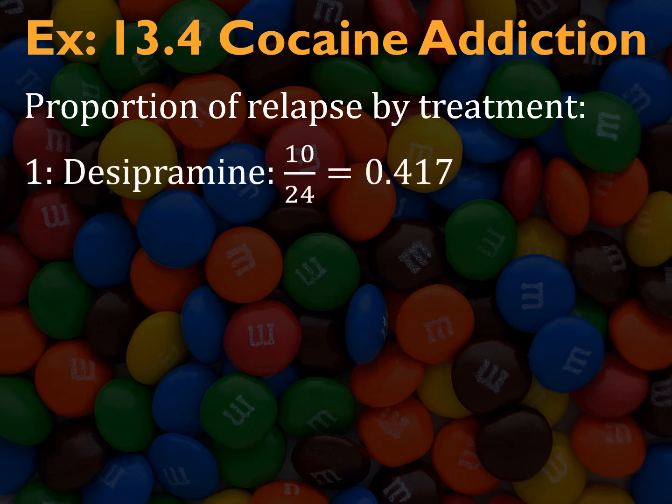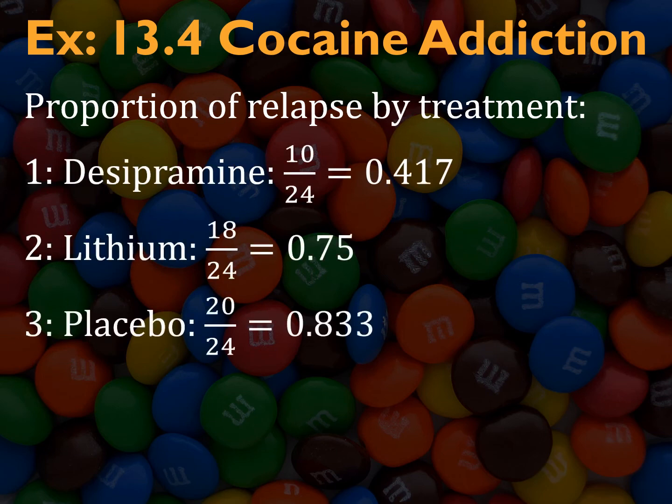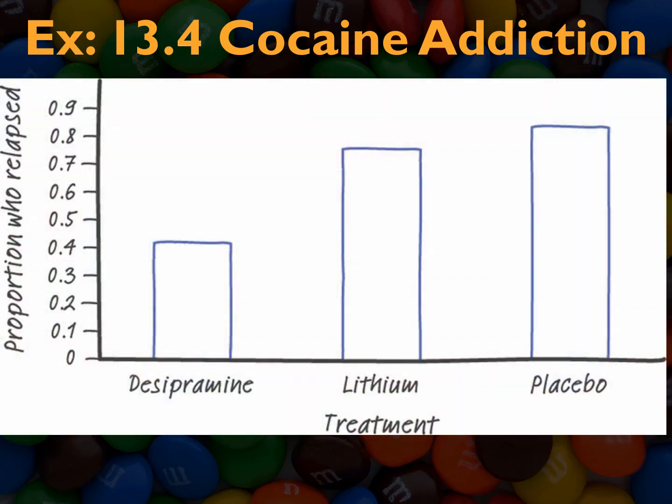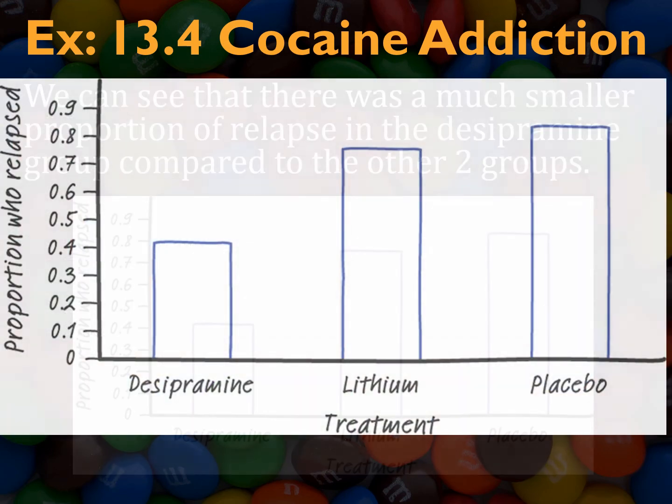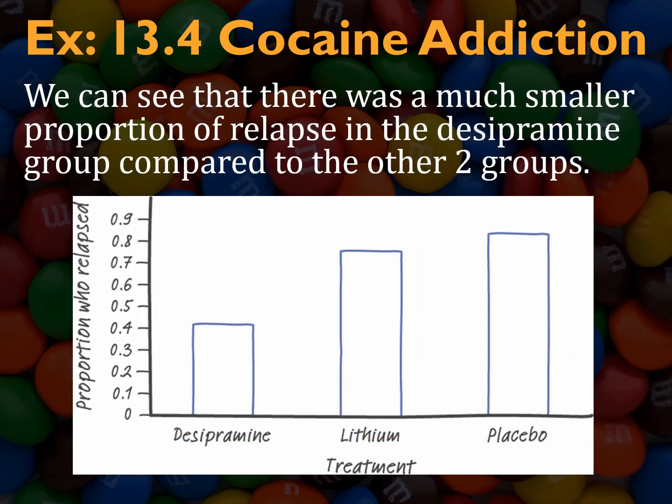So taking a look at the proportion of relapse by treatment, for the first group, the desipramine, 10 out of 24 relapse for about 0.417. The lithium group, 18 out of 24 relapse for 0.75. The placebo group, 20 out of 24 for 0.833. So here's our simple graph. And you can see a much smaller proportion of relapse was in the desipramine group compared to the other 2 groups. The lithium group and placebo group are pretty much about the same.